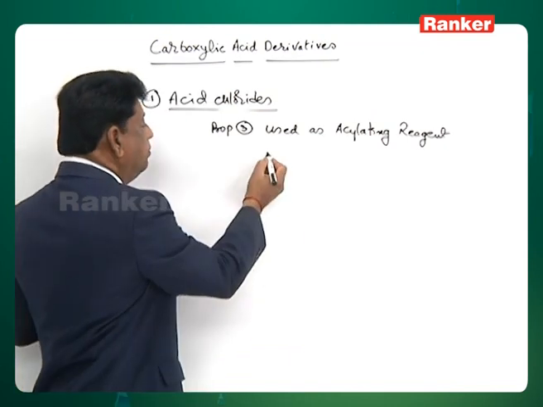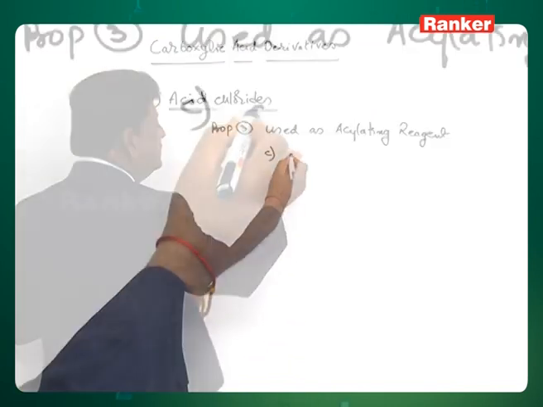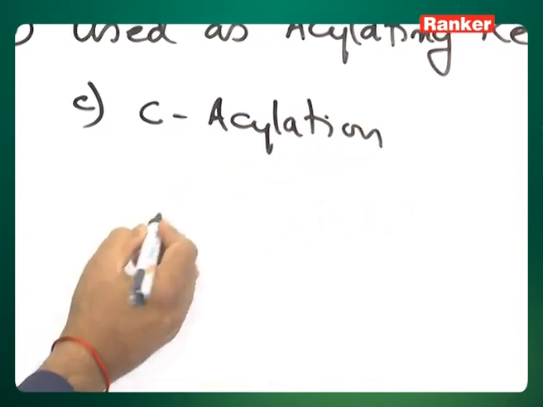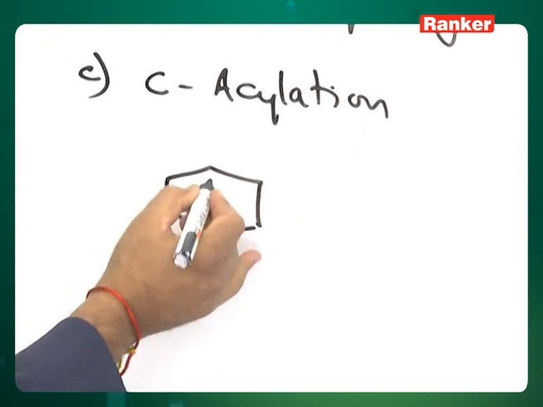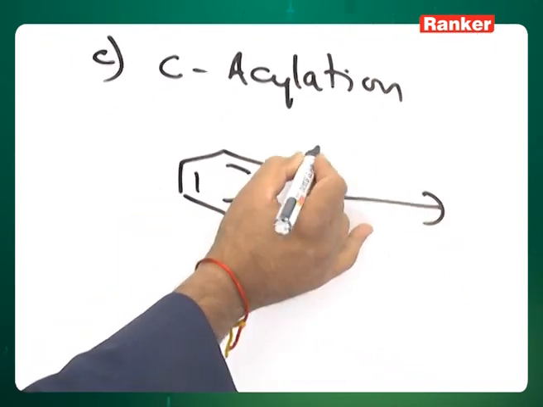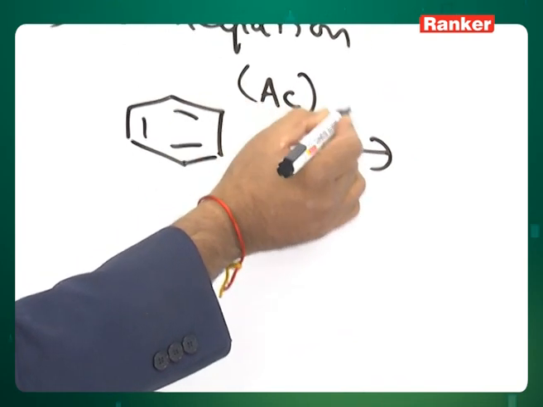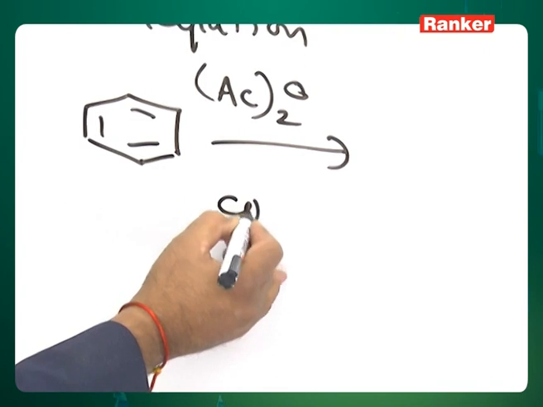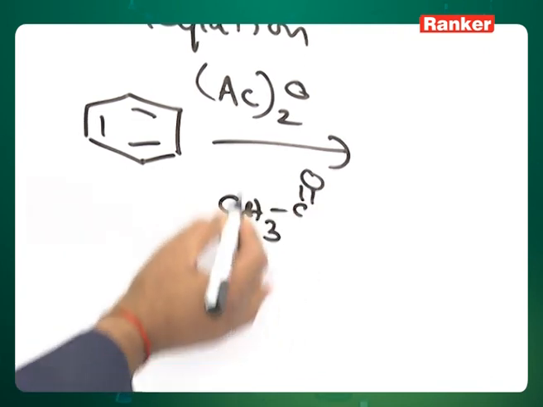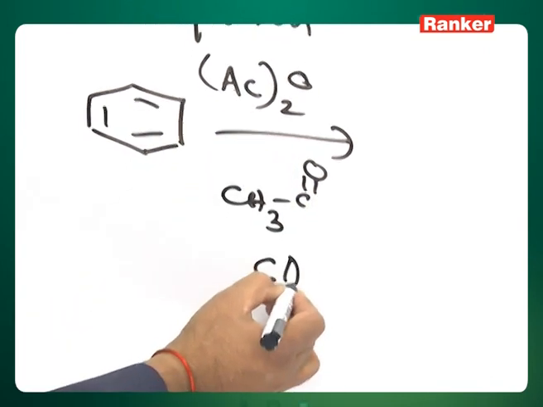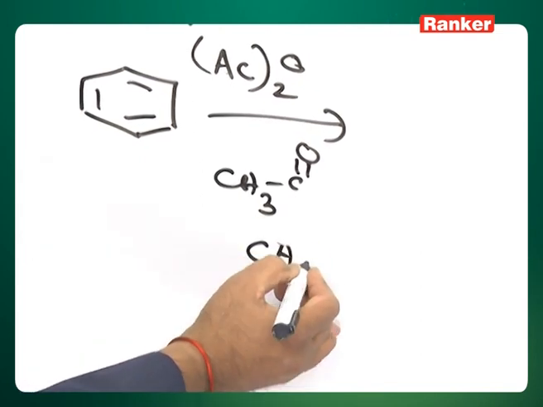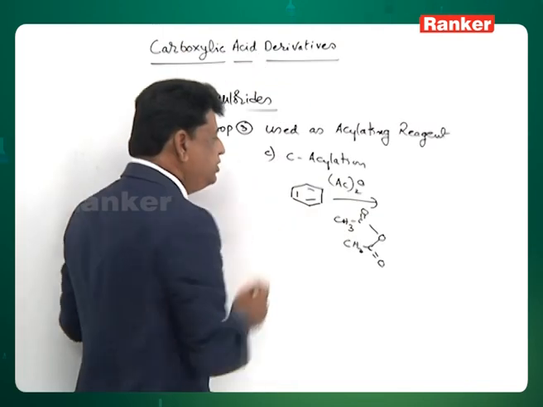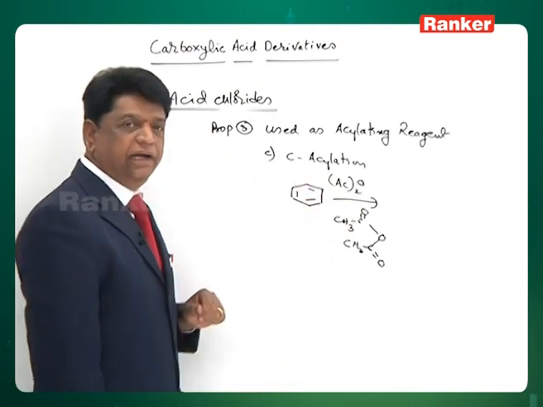Let us take one more acetylation, that is C acetylation. Acylation on the carbon. One of the best reactions we know is benzene when treated with acetic anhydride. Ac2O stands for acetic anhydride, Ac stands for CH3CO, right? So, it is twice, that means CH3CO, CH3CO attached through oxygen. So, this is a short form of the acetic anhydride representation.